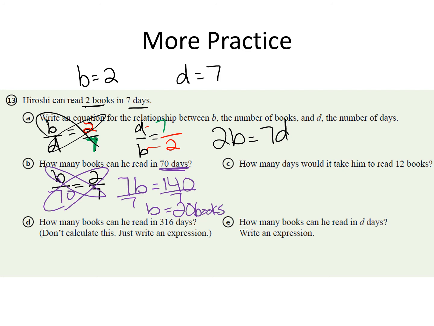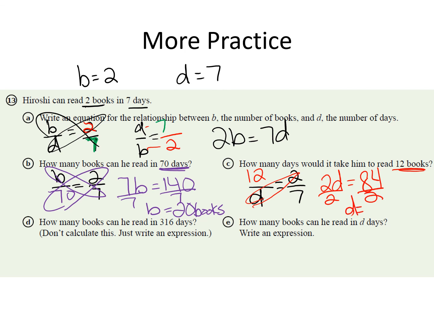Okay, C. How many days does it take him to read 12 books? Again, we have books to days equals 2/7. This time the information gives us 12 books. So we're going to erase our B and replace it with the 12. When we do that, we have 2D equals 12 times 7, 84, divided by 2. How many days does it take him to read these? 42 days. It's kind of messy. Sorry about that.